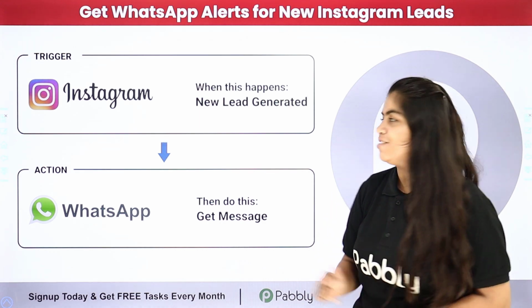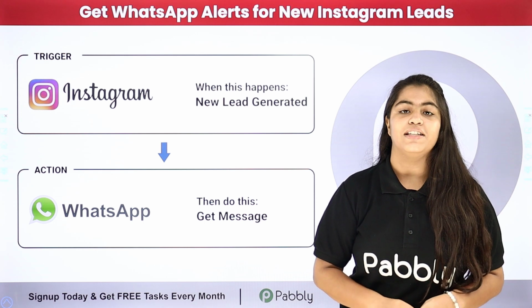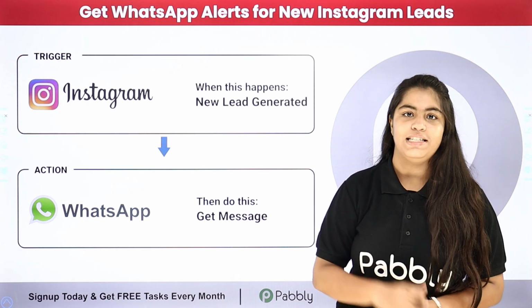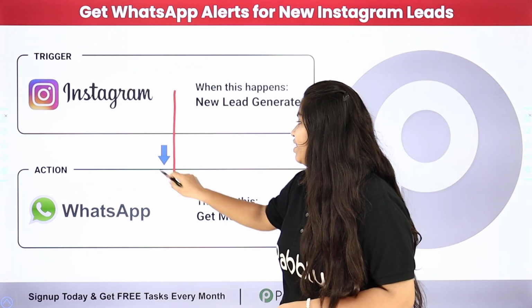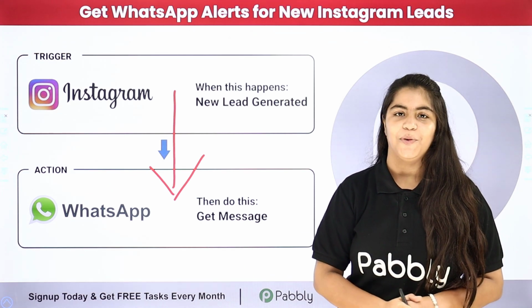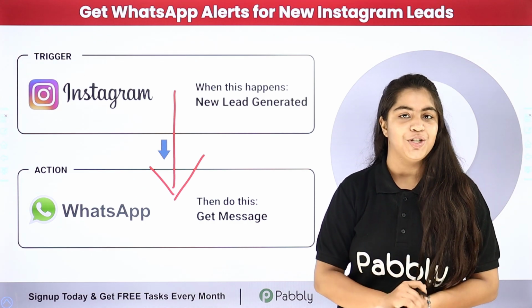Now I want that as soon as a new lead is generated in my Instagram lead ads, automatically with the help of the same lead details a WhatsApp alert should be sent to my team. To do this, we are going to create a connection between Instagram lead ads and WhatsApp. To create this connection without knowing any programming or coding language, we are going to use Pabbly Connect. It is an amazing automation software.